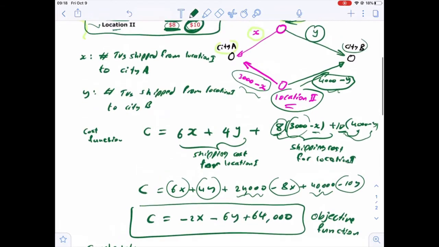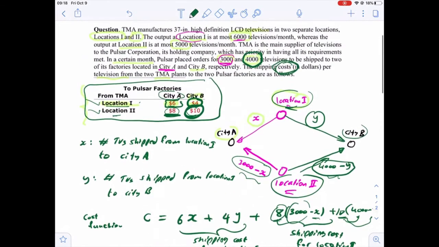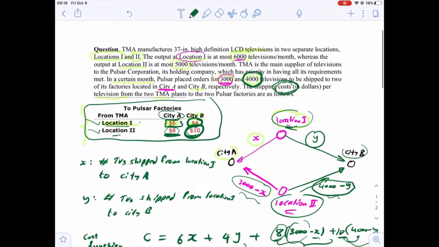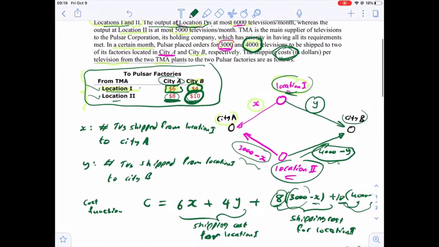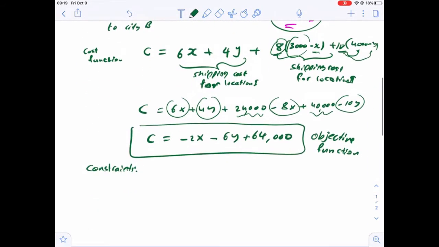For the constraints, we know that the number of items, if you read here, the output of location 1 is at most 6,000. So from location 1 we produce X and Y, and the sum should not exceed 6,000. So it will be less than or equal to 6,000. So this is the first inequality.